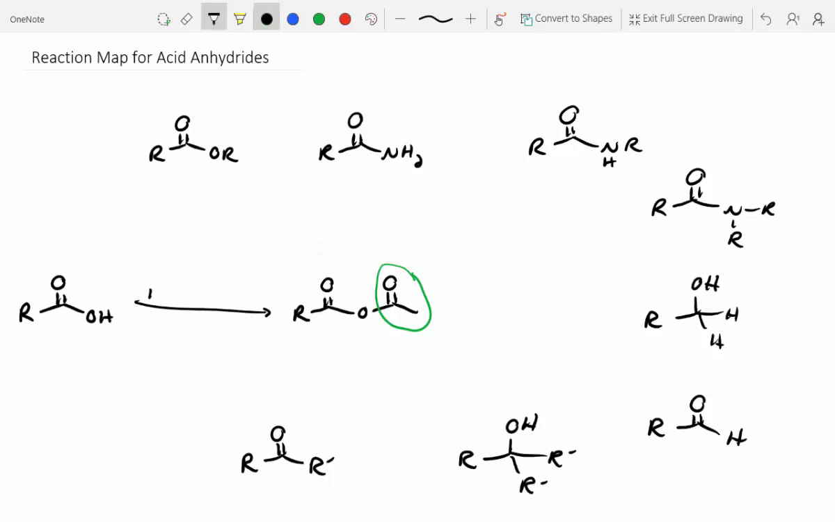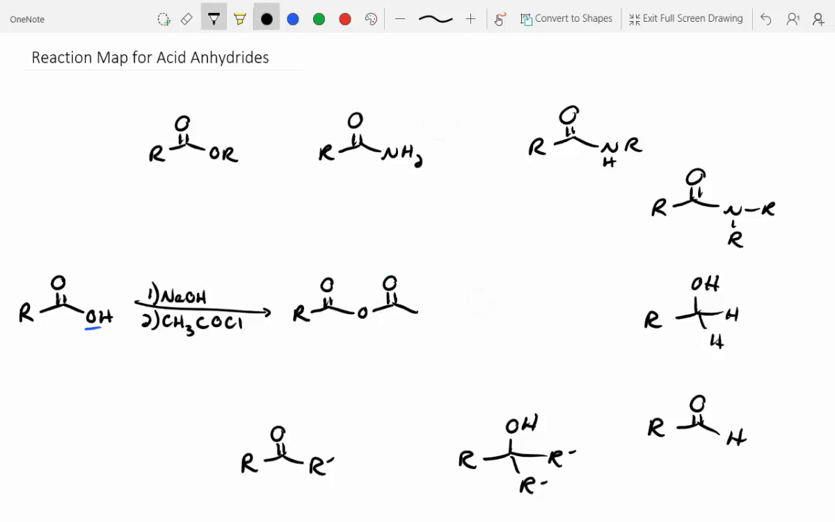This would be a two-step process. First step, you'd need to deprotonate your carboxylic acid to make that oxygen right here a really good nucleophile. And then you'd want to react this with acyl chloride. So I'll write CH3COCl, and that would add on that acyl group. So you can convert your carboxylic acid to an acid anhydride pretty easily.